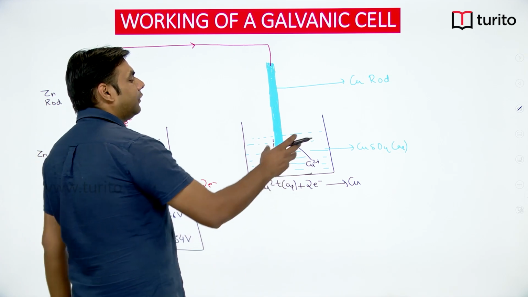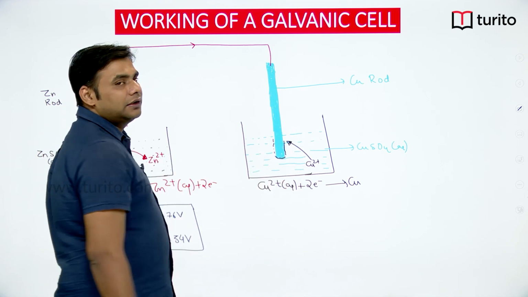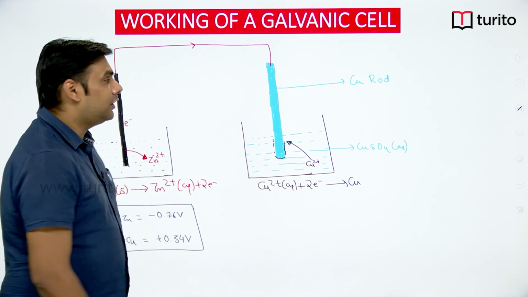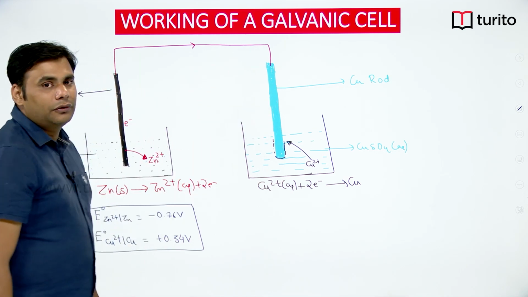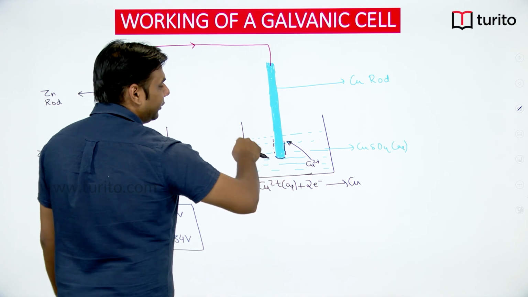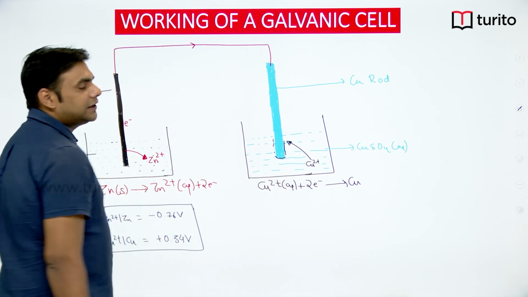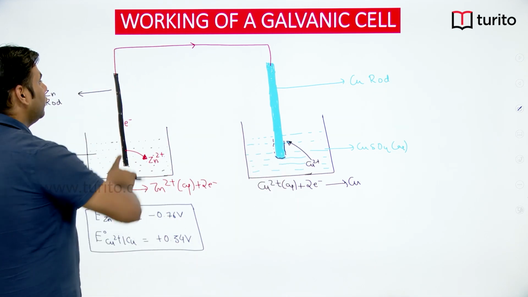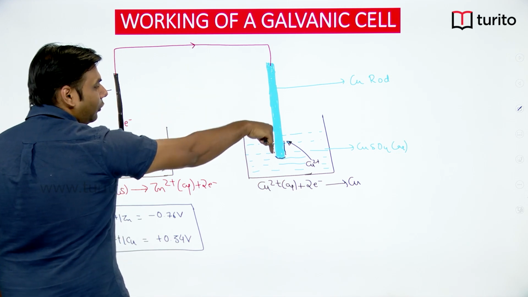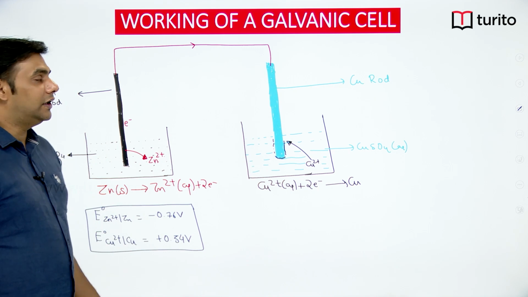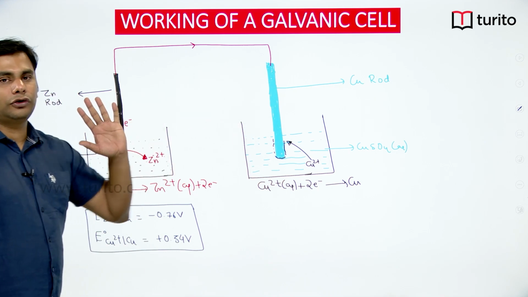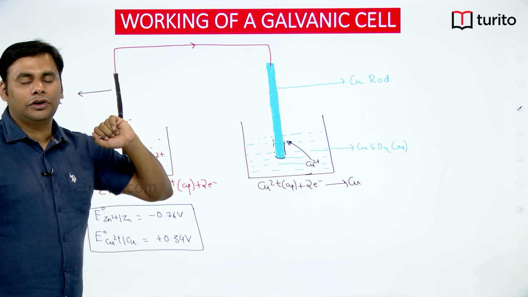So after some time, what will happen? Excess negative charge would be present in this solution. So any incoming electron would get repelled from the excess negative charge that is created in the solution. So this electron cannot flow and come into this half side. So we'll say that reduction also stops and the flow of current also stops.